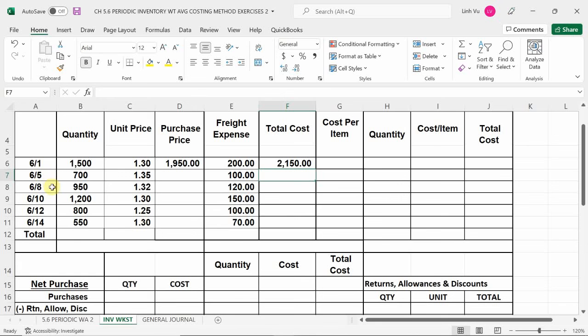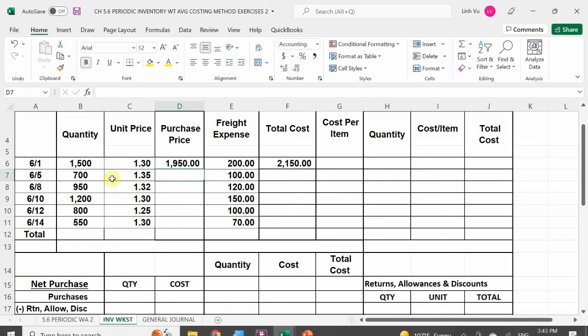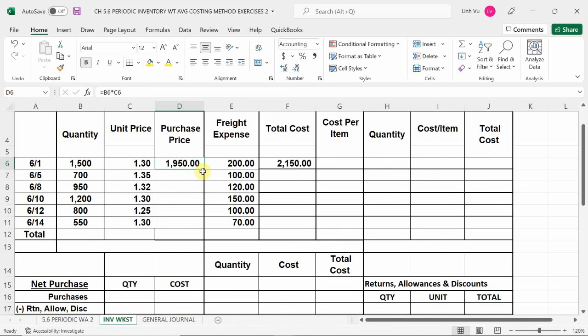Okay. If on June 5th I purchased 700 units at $1.35, what is my total purchase price?